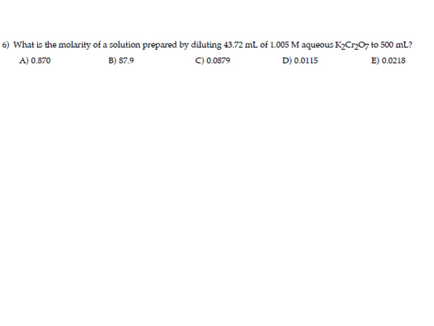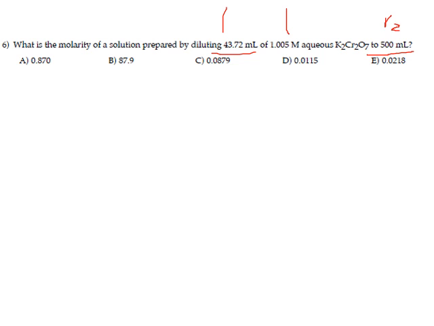What is the molarity of a solution prepared by diluting? We're going to start with 43.72 milliliters of 1.005 molar and dilute it to 500. So the 500 is going to be V2. What's going to be V1? It's going to be this, and this thing right here is going to be M1.